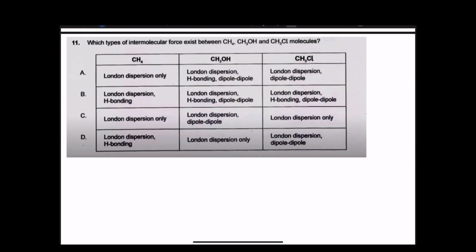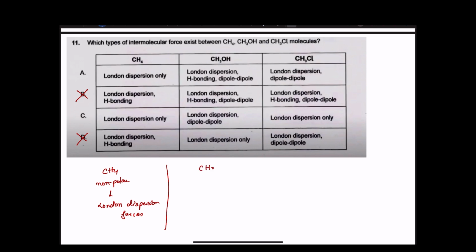Question 11. Which type of intermolecular force exists between CH4, CH3OH and CH3Cl? CH4 is non-polar, right? So it will only have London dispersion forces. Okay, only one force, which is London dispersion. From here I can eliminate B and D, right?